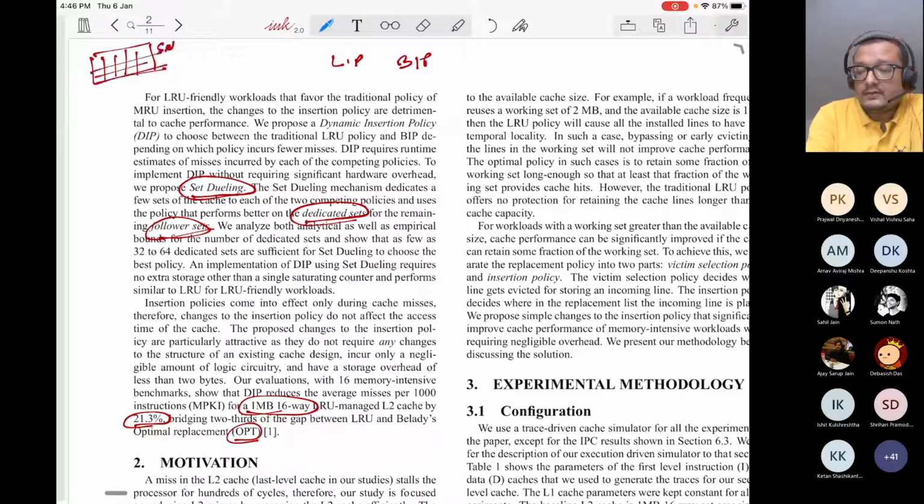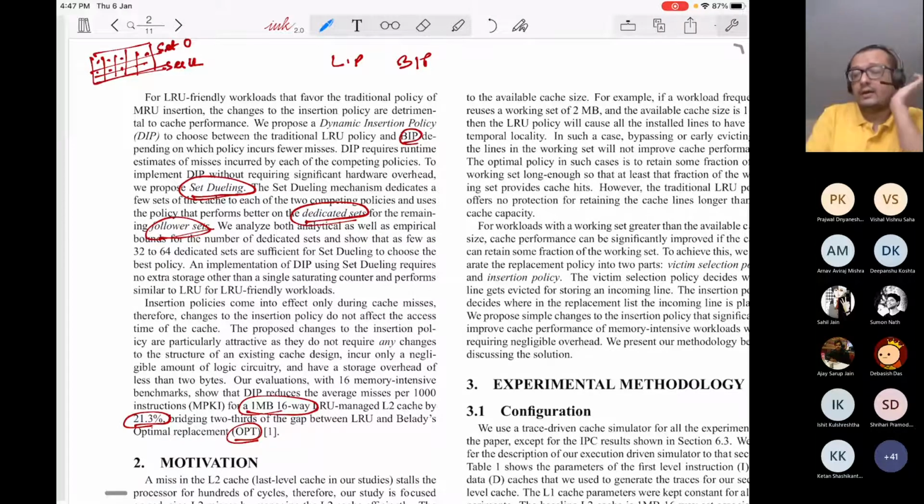And these are my sets, let's say set 0 to set k. This proposal is saying that there are a few dedicated sets. Let's say the first two sets are dedicated sets where a particular policy will be used. That means there will be a cache set where LIP will be implemented, and there will be a cache set where BIP will be implemented, just to see which one is doing good, right?